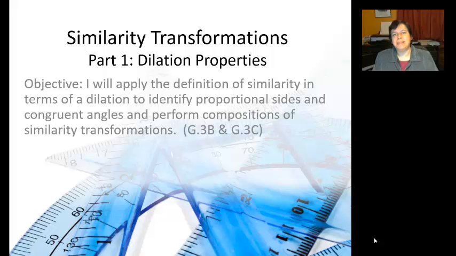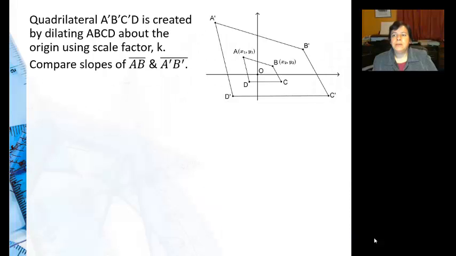So we're going to be adding some transformations onto what we've been doing with dilations. But first of all, I want to take a look at the properties of dilations because that'll help us later with similar polygons. I've got quadrilateral A'B'C'D', created by dilating ABCD about the origin with scale factor k. And I'm going to compare the slopes of two segments before and after dilation.